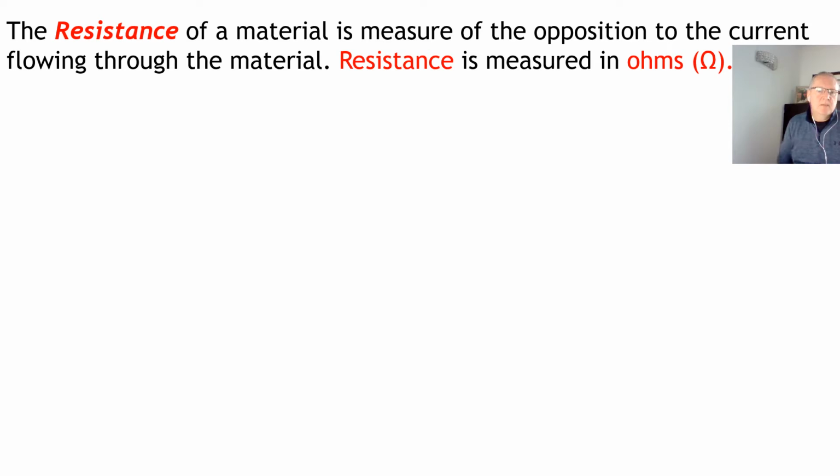So first of all, what do we mean by resistance? The electrical resistance of a material is a measure of the opposition to the current flowing through the material. Basically, all materials have some kind of resistance. They will stop or try to stop the current flowing through the material. Resistance is measured in a unit called ohms, or you can use the Greek letter omega for short. So you can write out the word ohms like that, or the symbol, the Greek letter omega.